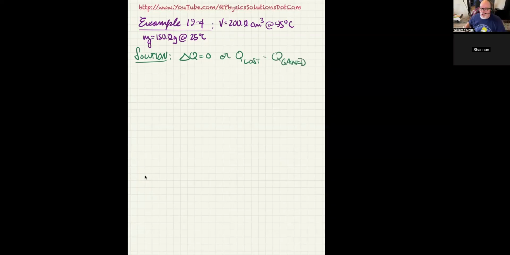But when you're doing Q lost equals Q gained, you have to make sure all the terms are positive. So the idea of always saying delta T is final minus initial, in this case, if you're using Q loss equals Q gain, you do big number minus small number. So let's work this out.